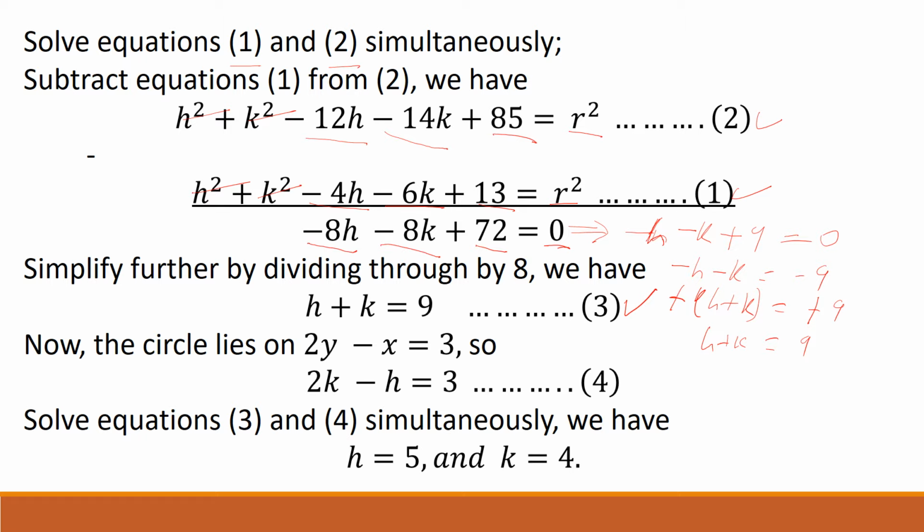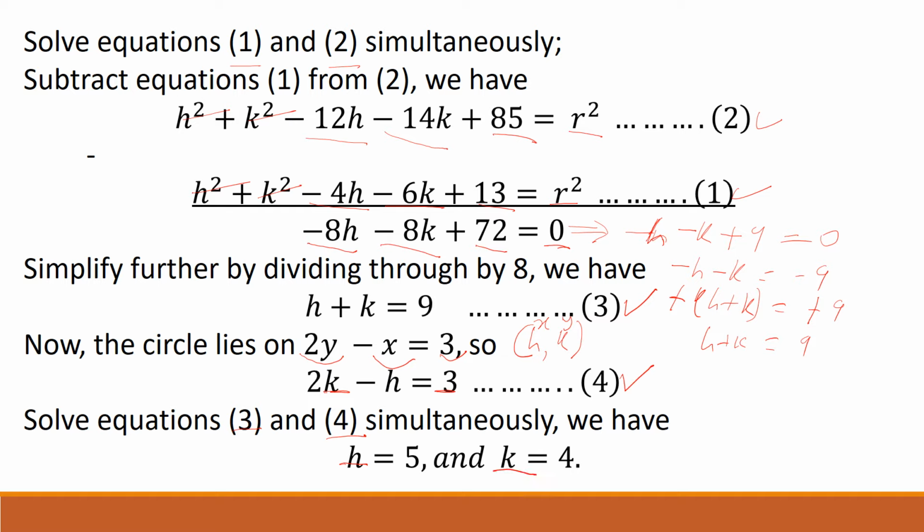Okay, remember our circle's center lies on the line 2y minus x equals 3. And we said let the center be h and k. So in place of x we have h, in place of y we have k. So we substituted, and we have 2k minus h equals 3 to be our equation number 4. So we solve 3 and 4 simultaneously to get h and k.